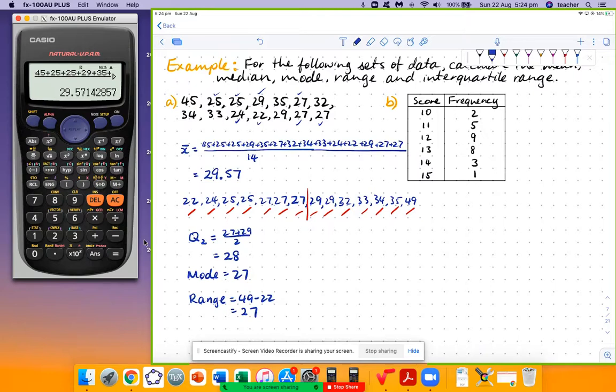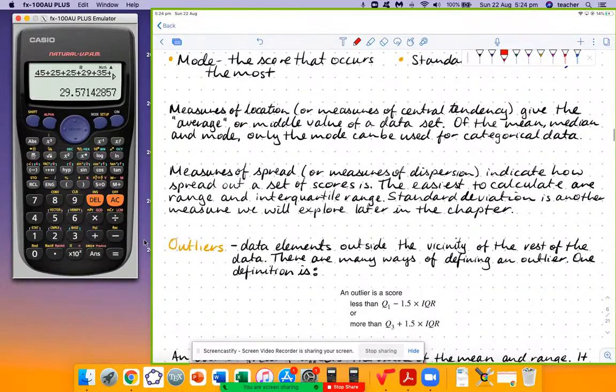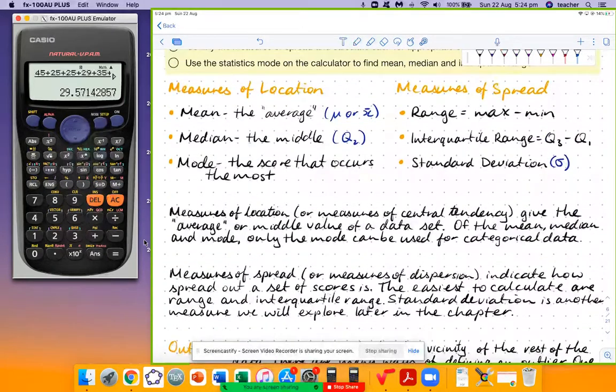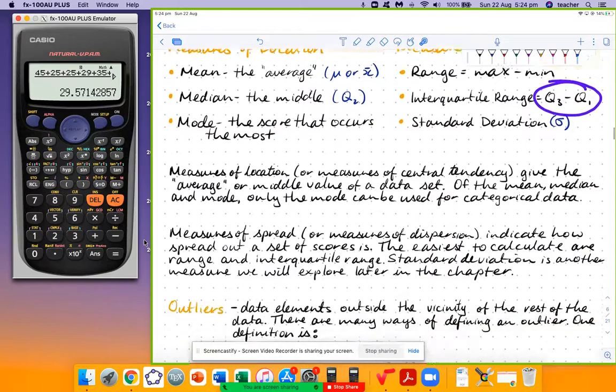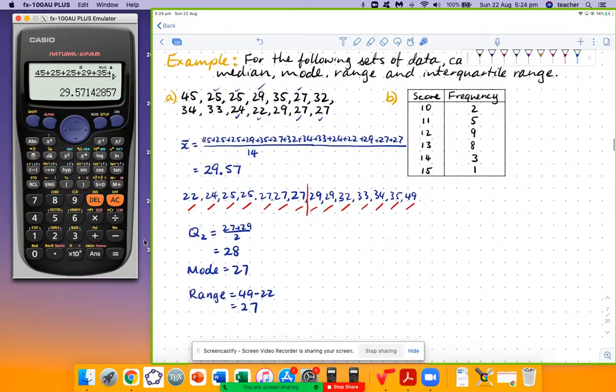To work out the interquartile range, remember we were talking about those quartiles, Q3 and Q1. So what we need to do is, in this data, work out our quartiles. What we've got here in the middle is Q2. So what we now need to do is take the bottom half and find the middle of the bottom half, and we do the same with the top half.